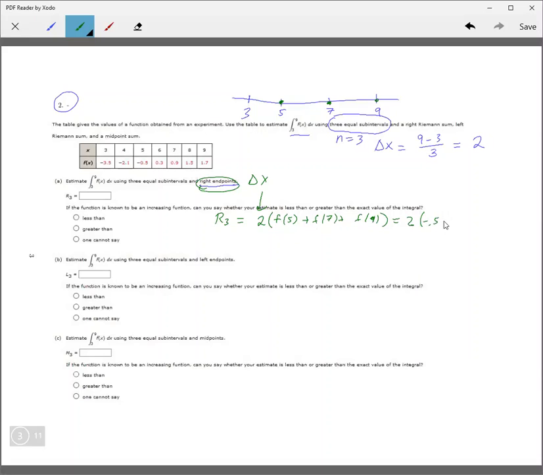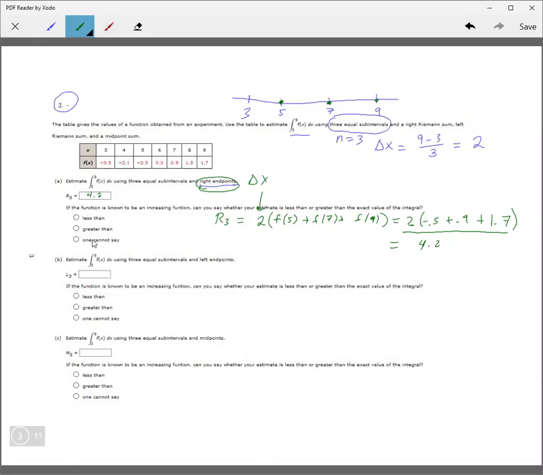f of 7 is 0.9, and f of 9 is 1.7. And so this turns out to be equal to 4.2 when you calculate it all out. So 4.2 right there.